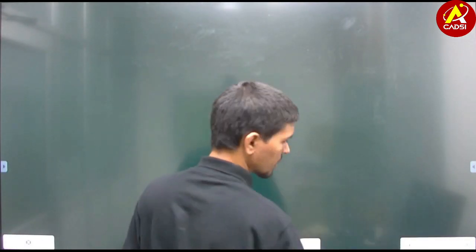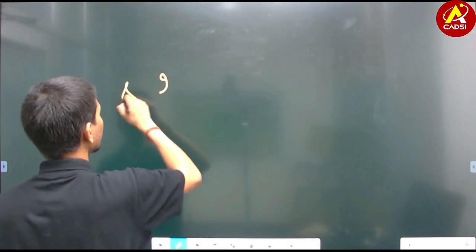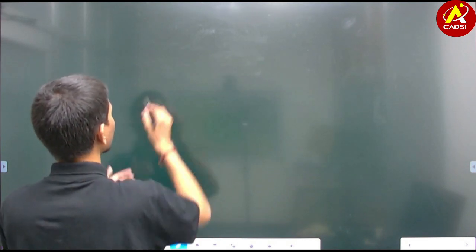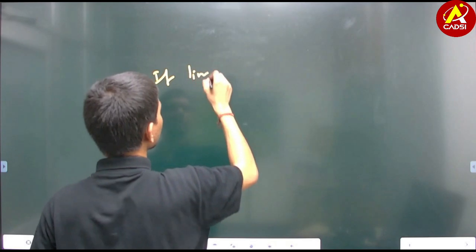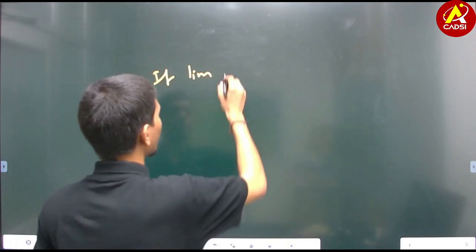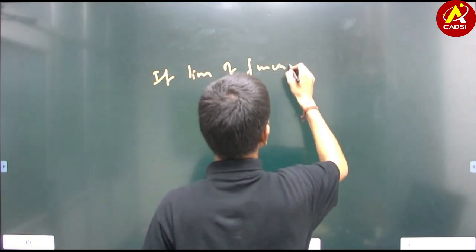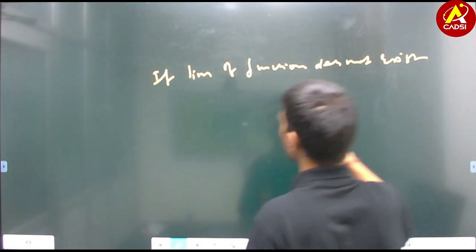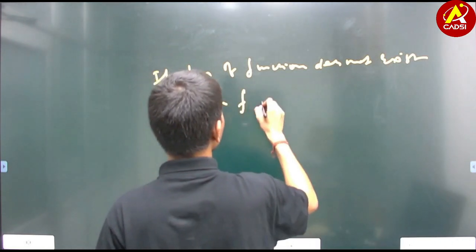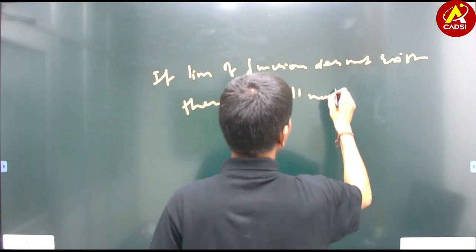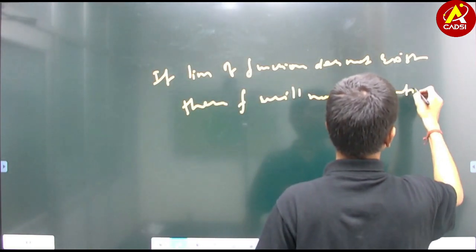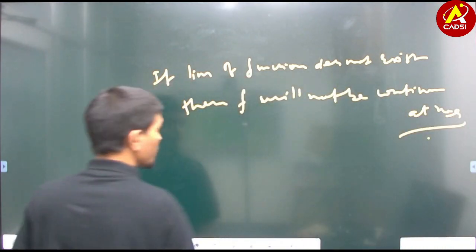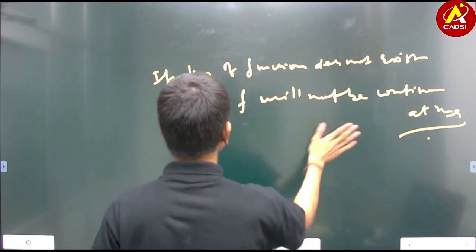And the limit of a function, if this is nothing but the property of a limit of a function, okay, if the limit of a function does not exist, then the function will not be continuous at x equals a. Okay, the function will not be continuous.